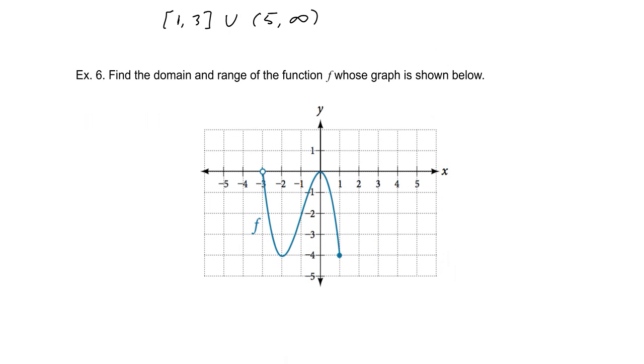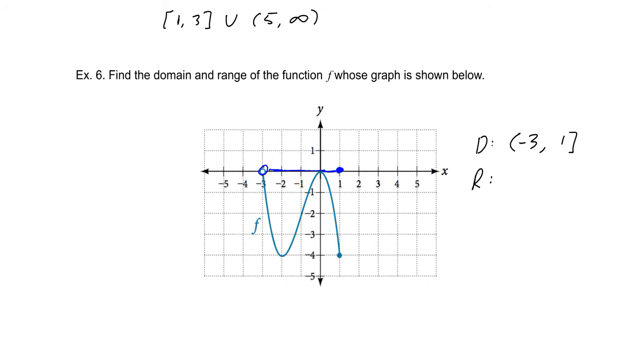Find the domain and range of this function whose graph is shown below. For our domain, okay, that is the x values, the input values that we can have. And if you notice, our inputs range from -3 to +1. So our set of domain values is -3, not including -3, to 1, including 1.